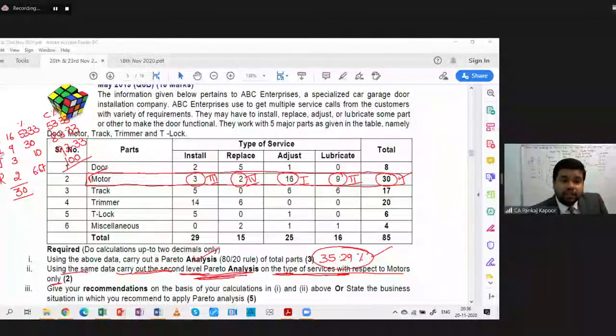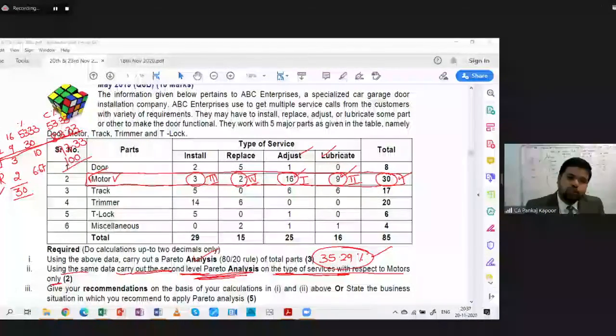Friend, it means around 83.33% of the issues or complaints regarding the motor, which I need to correct, are due to or of a nature where I need to adjust the motor or lubricate the motor. Hence, which are the vital for me? Adjust and lubricate are vital for me, whereas install and replace are trivial or not important for me. Agreed? So this you need to identify in part 1 and part 2.